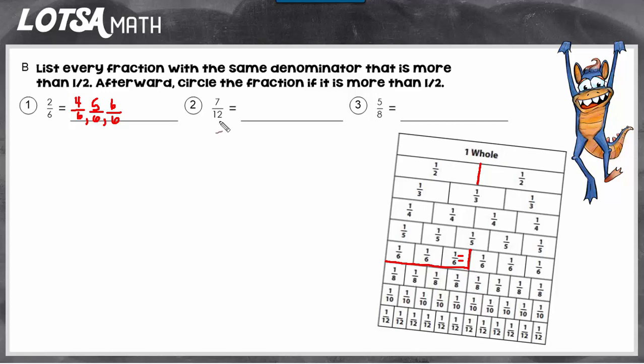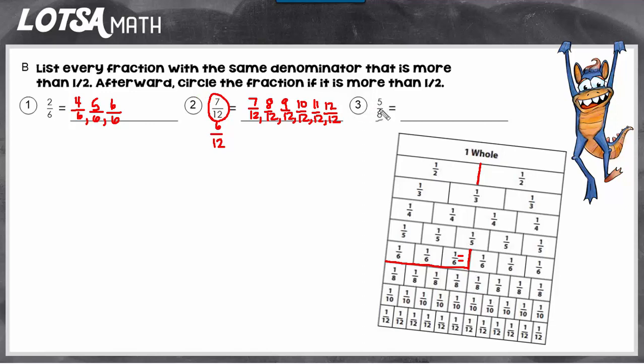We can do it without looking at the number strips by just thinking about where half would be. So on number 2, we have 7/12. We know that the halfway mark would be 6/12 because 6 plus 6 is 12, so 6 is half of 12. So the fractions with a denominator of 12 that are more than 1/2 would be 7/12, 8/12, 9/12, 10/12, 11/12, and 12/12. All of these are more than 1/2. So we're going to circle 7/12 because the directions say circle any fraction that's more than 1/2.